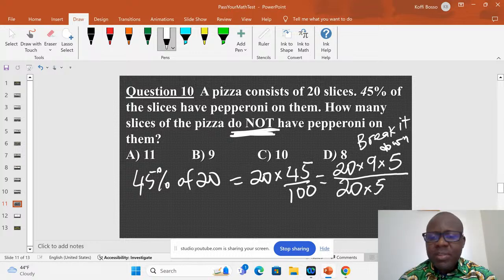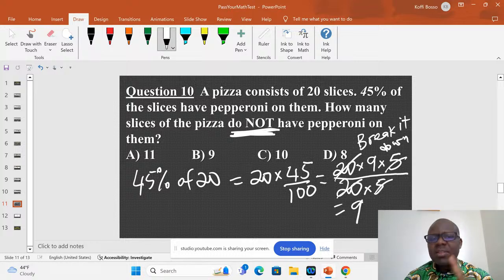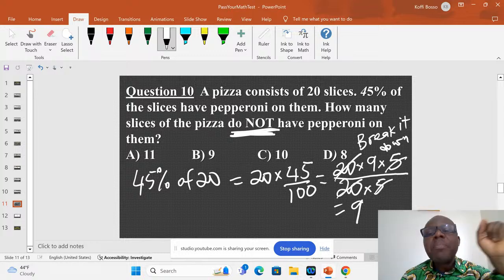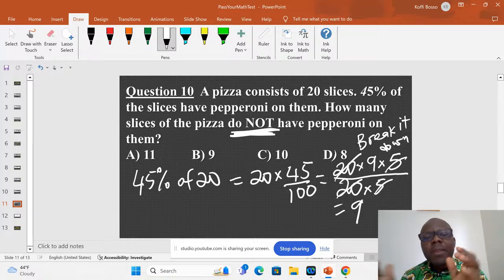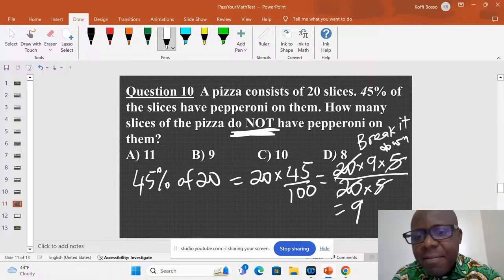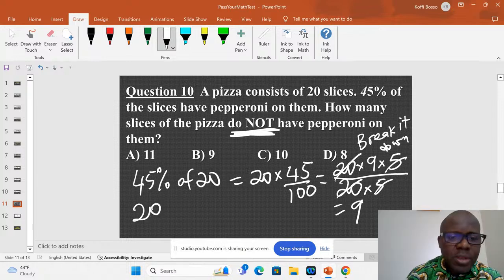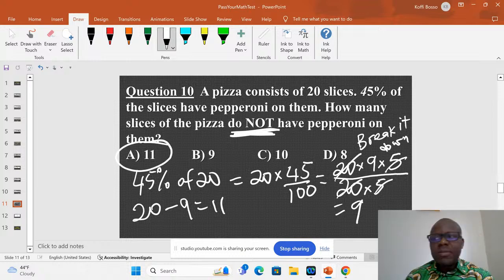Now can we cross out the 20 and 20? Sure. Can we cross out the 5 and 5? Sure. So you have 9. Please, the choice is not 9. The correct choice is not 9. That means 9 slices have pepperoni. But they want to know how many slices do not have pepperoni. So for that, you take 20 minus 9, you get 11. And that gives you this 11.